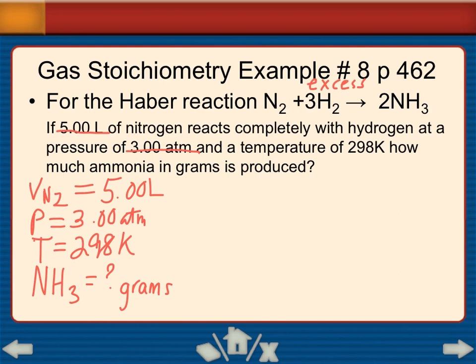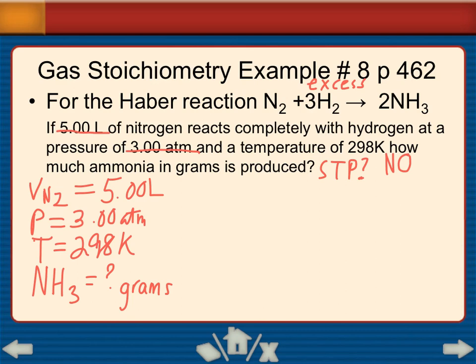So the first question you might ask yourself is: is this reaction taking place at STP? Well, the temperature is 298 Kelvin. That's not standard temperature, and the pressure is 3 atmospheres, which is also not standard pressure. So the answer is no. That makes this a longer problem.